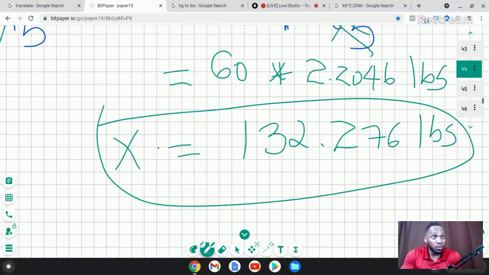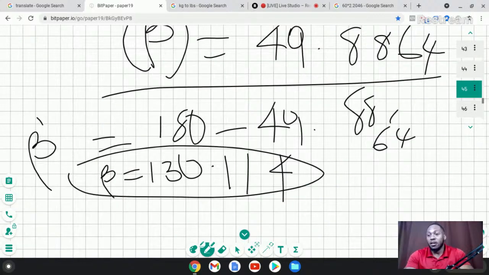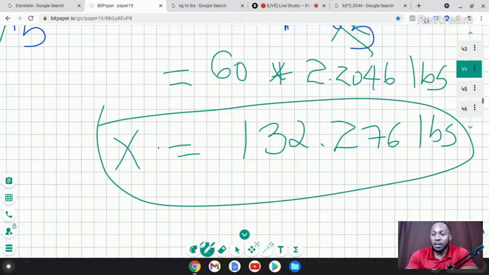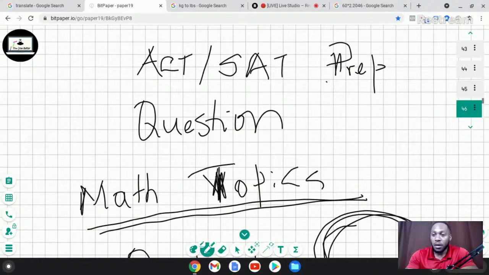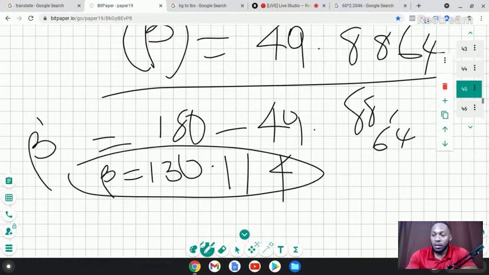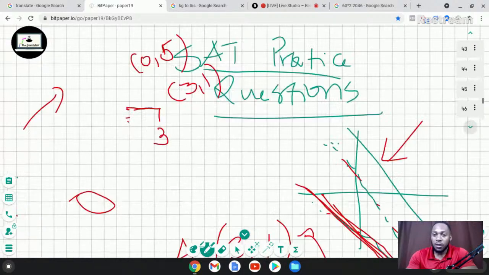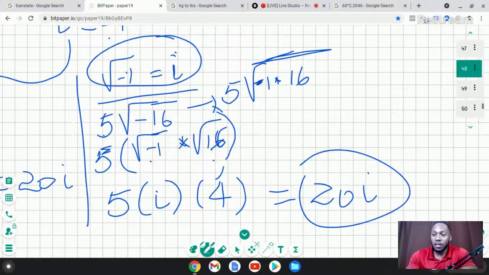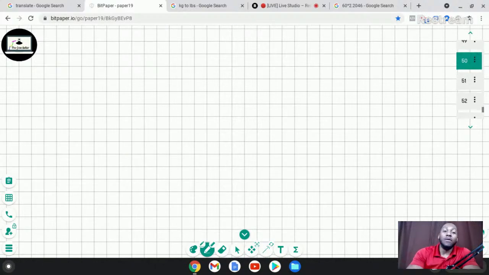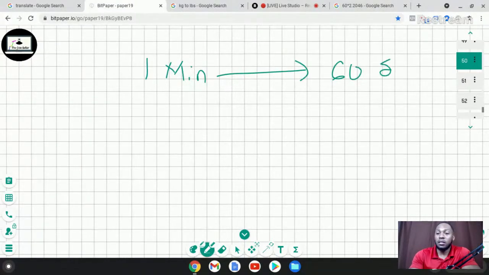Now, we can do this with anything. It doesn't have to be kilograms and pounds. Let's do it with something that we actually know about. And this is a question that you guys asked me last time, by the way. From what we know, 1 minute is equivalent to 60 seconds.